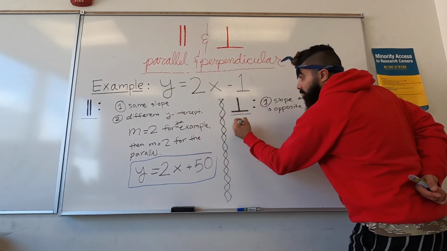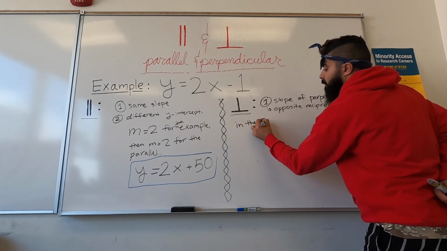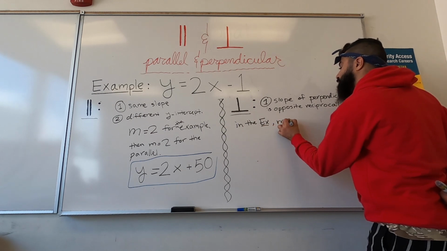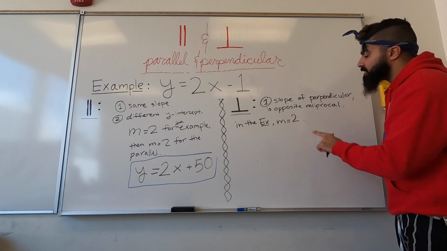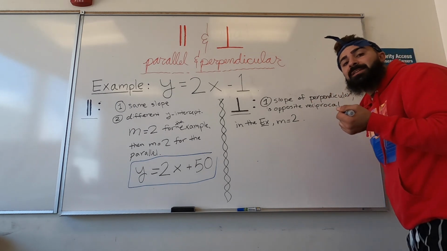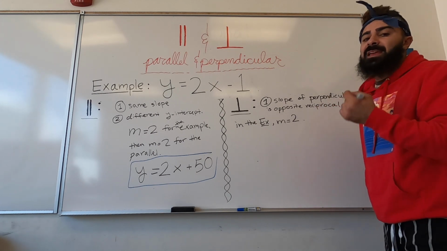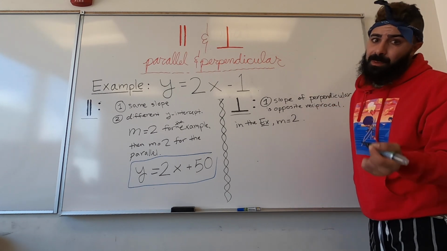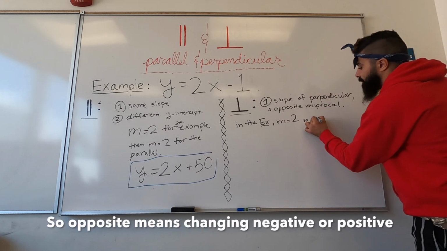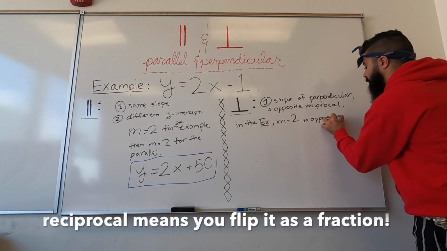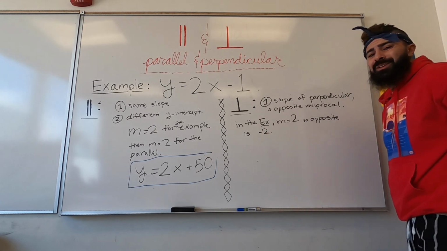So up here, in the example, m, which stands for slope, is equal to 2. So first, let's take the opposite of 2. The opposite always changes the sign. So if it's a positive number, the opposite is a negative number. If it's a negative number, the opposite is a positive number. This is a positive number, so the opposite of it is -2.